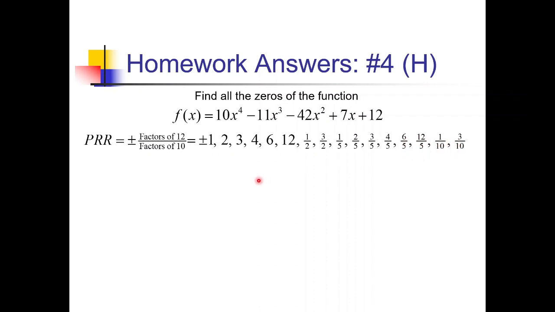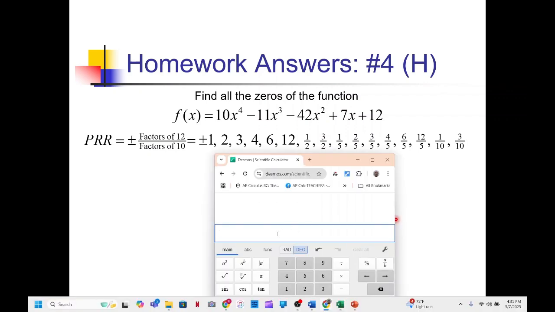All right. So let's go ahead now and start plugging these in until we get a 0 out of this. And I'm going to use Desmos for this, definitely. So here I am on Desmos. I'm going to write my f of x function out so I can plug things in. So we got 10x to the fourth minus 11x cubed minus 42x squared plus 7x. And we have a plus 12 as well. Let me go down now and start plugging stuff in. I'm just going to start on the left side of my list, and I'll just keep going.